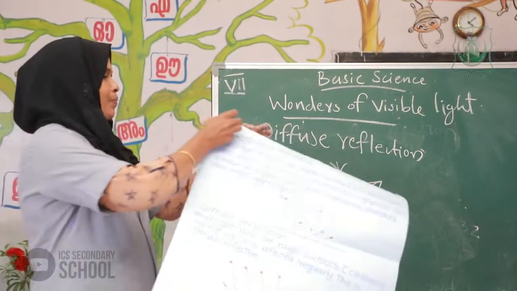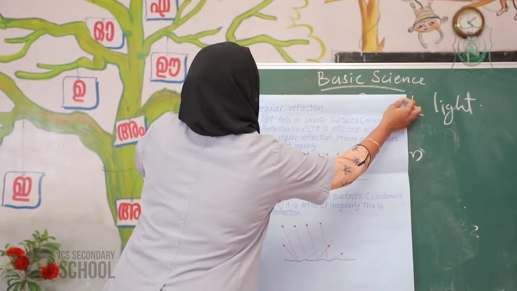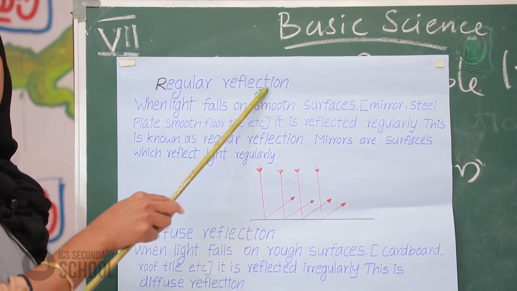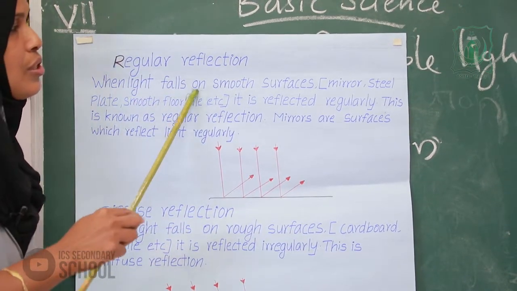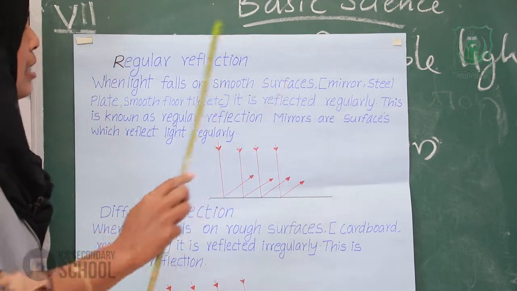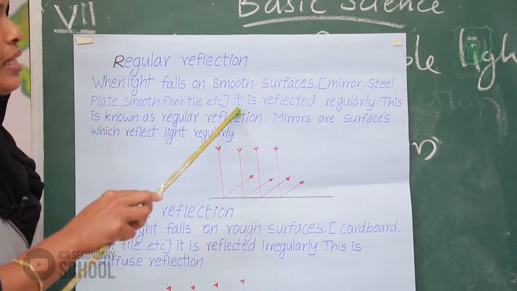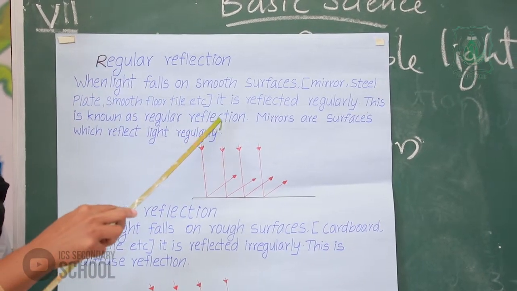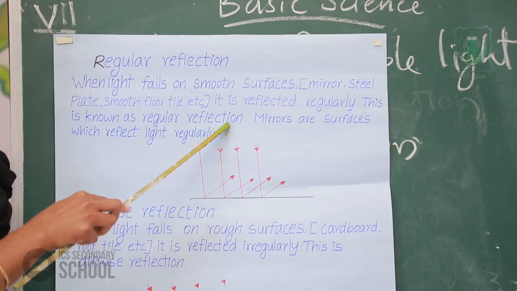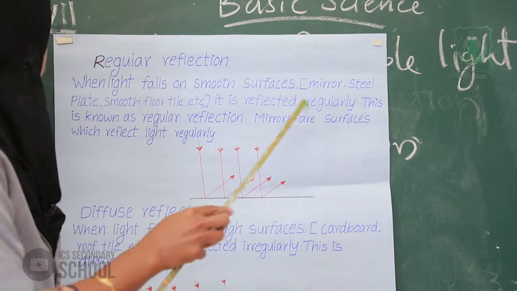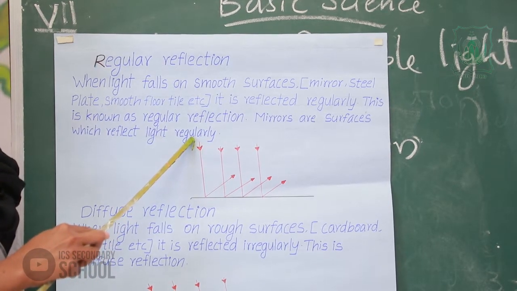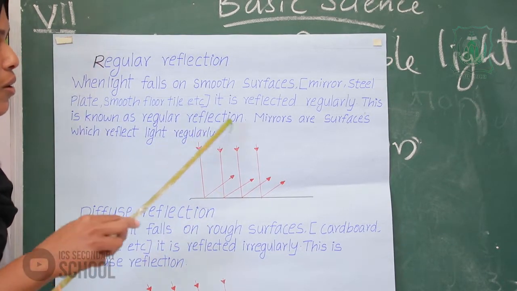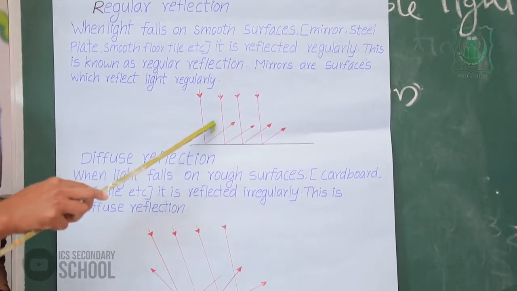Look here. First, regular reflection. When light falls on a smooth surface like a mirror, steel plate, smooth floor tile, etc., it is reflected regularly. This is known as regular reflection. Mirrors are surfaces which reflect light regularly, and this picture indicates regular reflection.